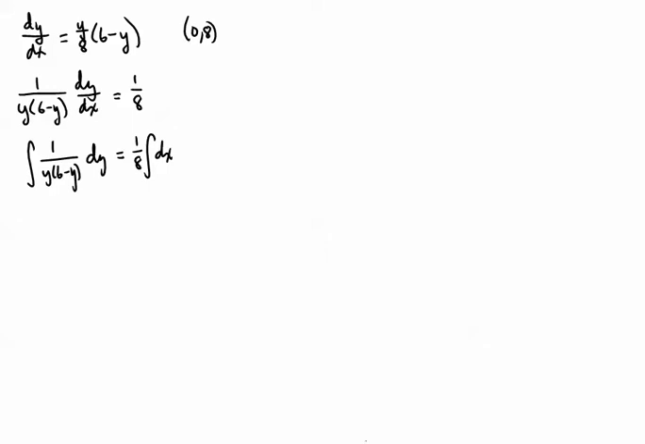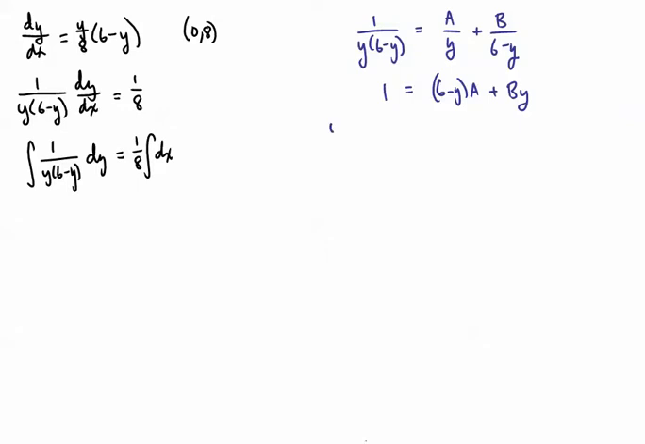Now to solve the integral on the left side, we're going to need to use partial fraction decomposition. So we would have 1 over y times 6 minus y is equal to a over y plus b over 6 minus y. Multiplying both sides through by y times 6 minus y, we get that 1 is equal to, the y's cancel, so we'd get 6 minus y times a plus by, and when we let y equal 0 in this case, we would end up with 1 is equal to 6a, implying that a is equal to 1 over 6.